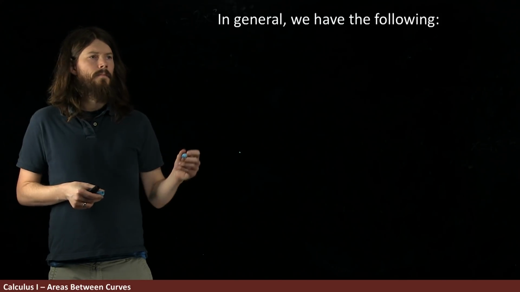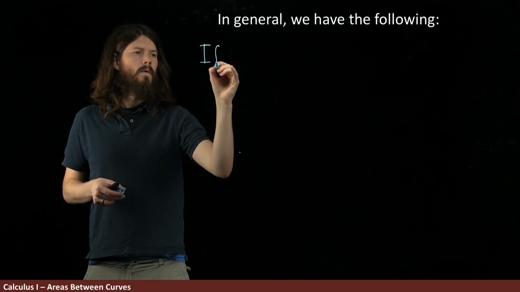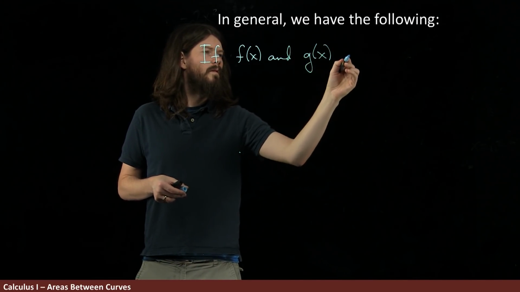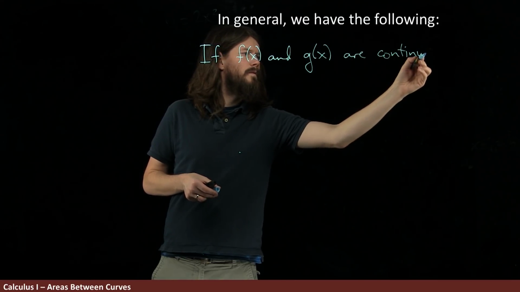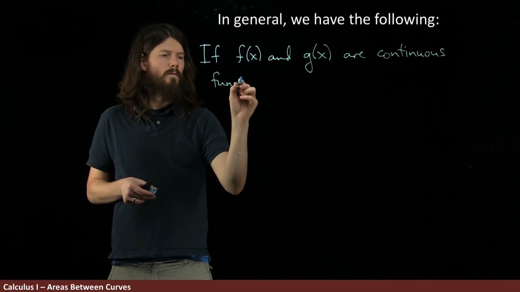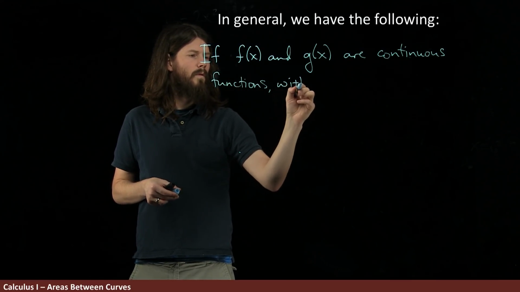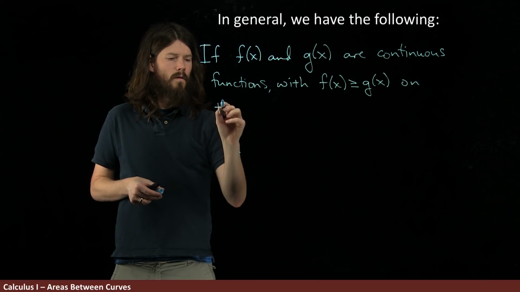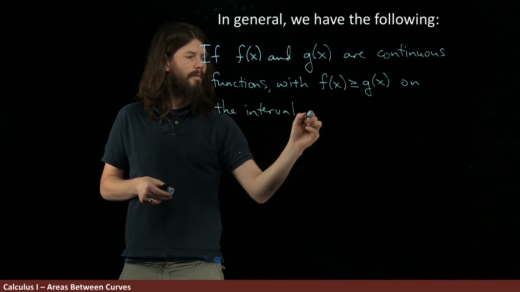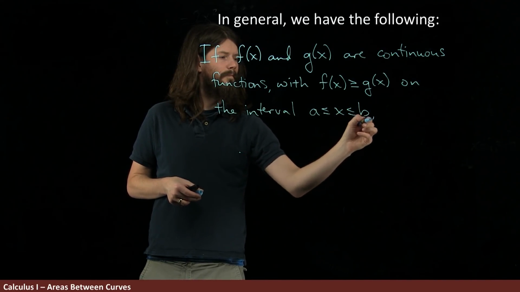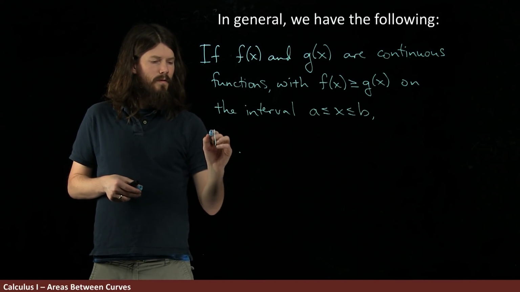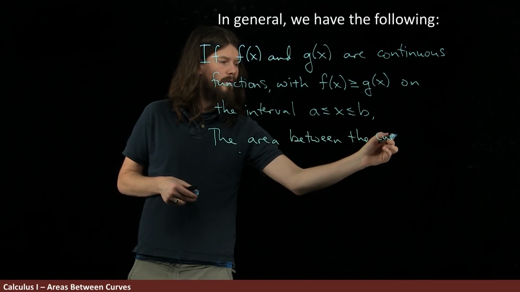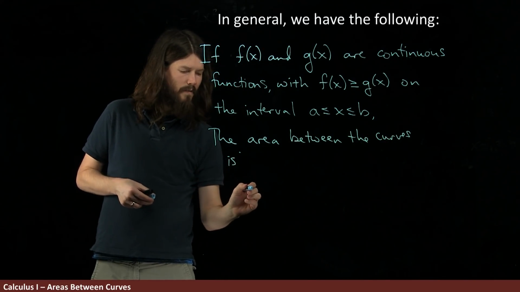So in general, we have the following. If f of x and g of x are continuous functions, with f of x greater than or equal to g of x on the interval from a to b, the area between these two curves is given by the following.